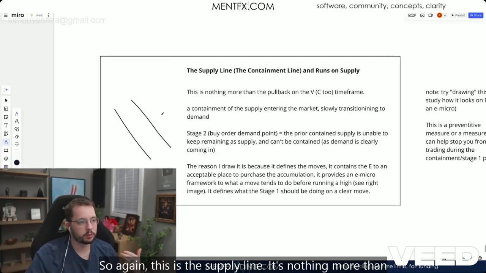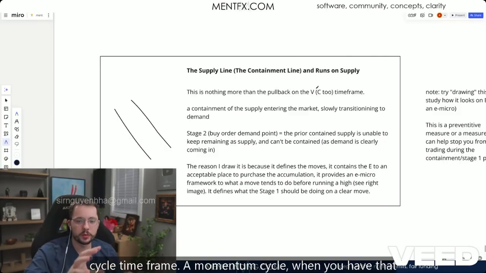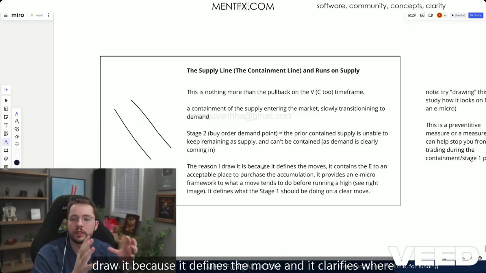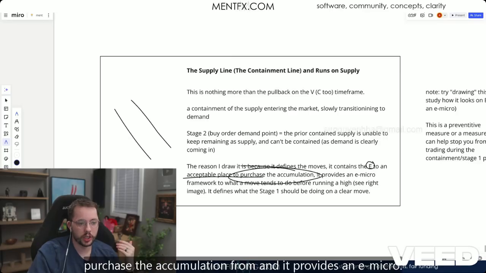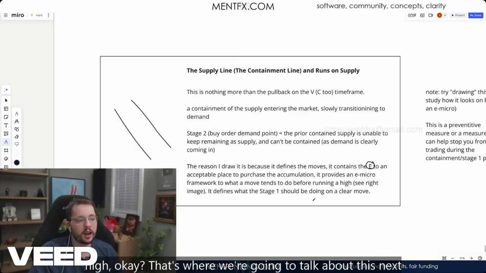So again, this is the supply line. It's nothing more than the pullback of the V or the C, or basically the momentum cycle time frame. On the momentum cycle, when you have that pullback, you can draw a line of containment. I personally draw it because it defines the move and it clarifies where the move is. It contains the E to an acceptable place to purchase the accumulation from, and it provides an E micro framework to what a move tends to do before running a high.